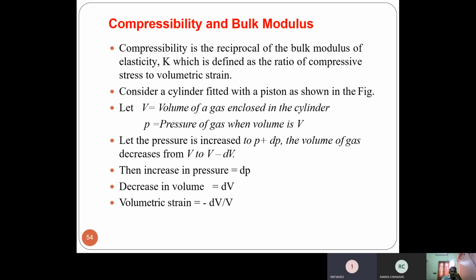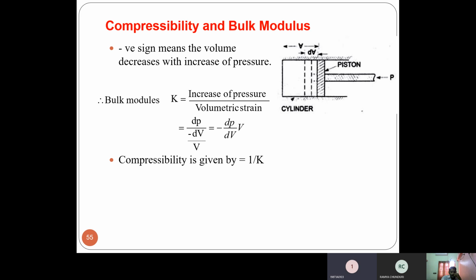Now come to the next slide. What is the meaning of bulk modulus K? It is the ratio of increase in pressure to the volumetric strain. Increase in pressure is dP, and the volumetric strain is minus dV by V. If we simplify it, we get K equals minus dP into V by dV. This is the expression for bulk modulus, and it is represented with K.